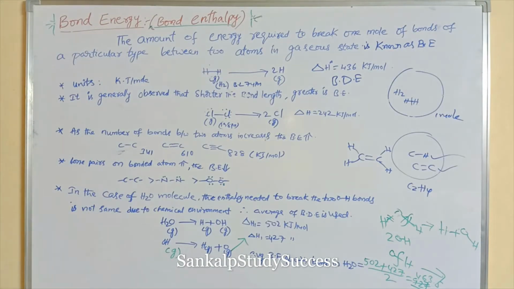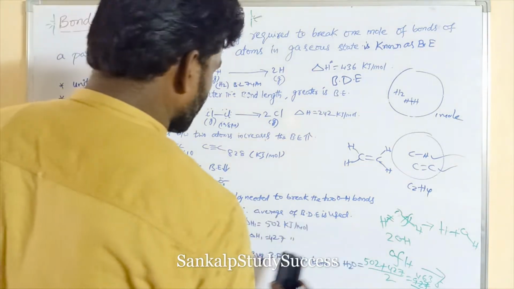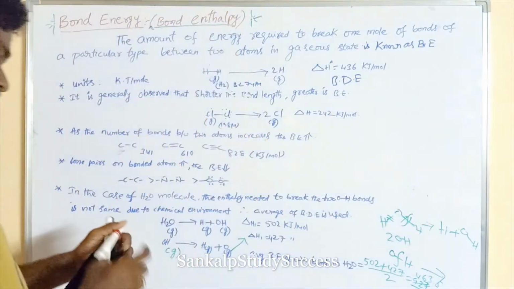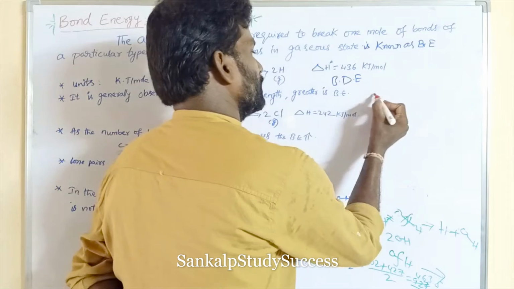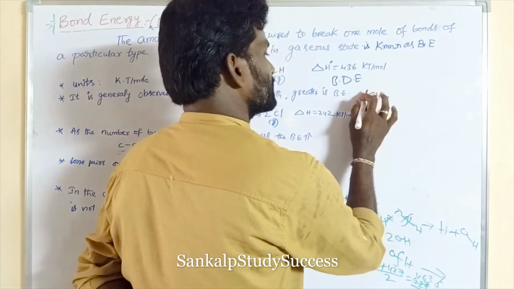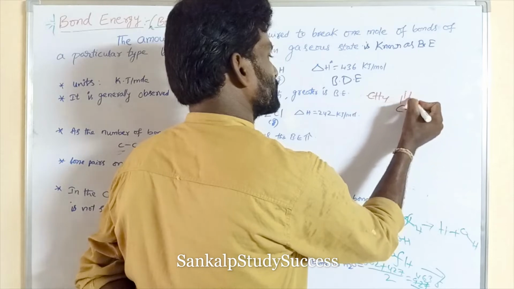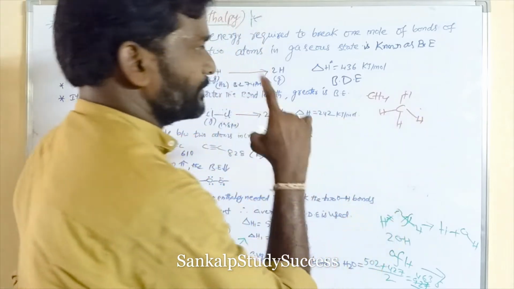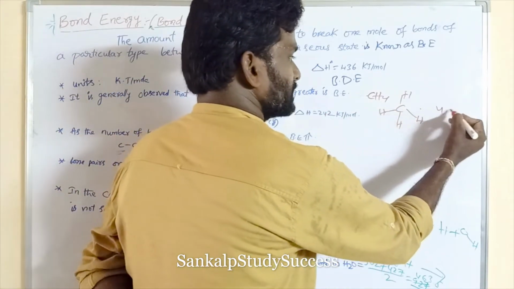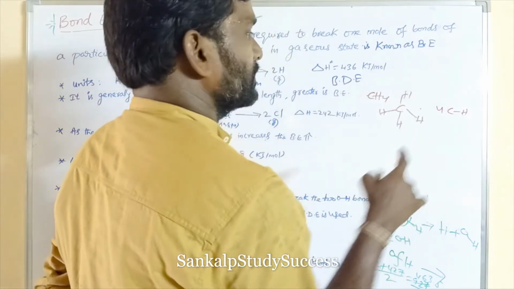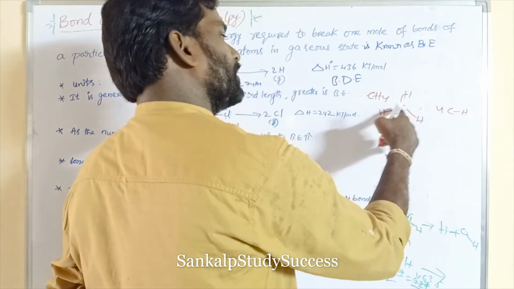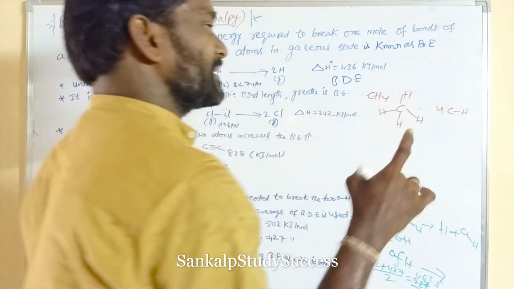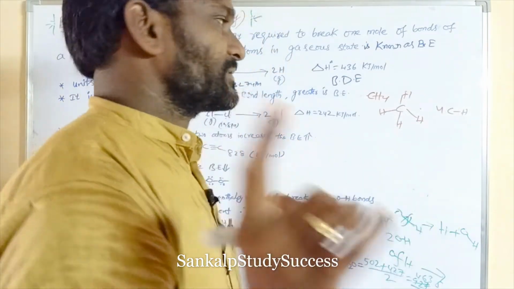Similarly, we can take the CH4 molecule. CH4 means C–H, C–H, C–H, C–H, a tetrahedral shape. So here all the four C–H bonds are similar. In the CH4 molecule all four C–H bonds are the same, but the bond dissociation energy of each C–H bond is not the same.